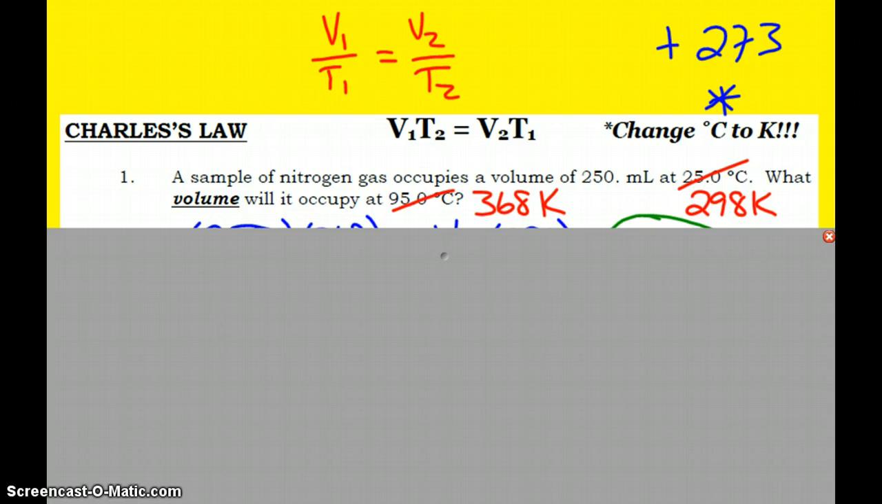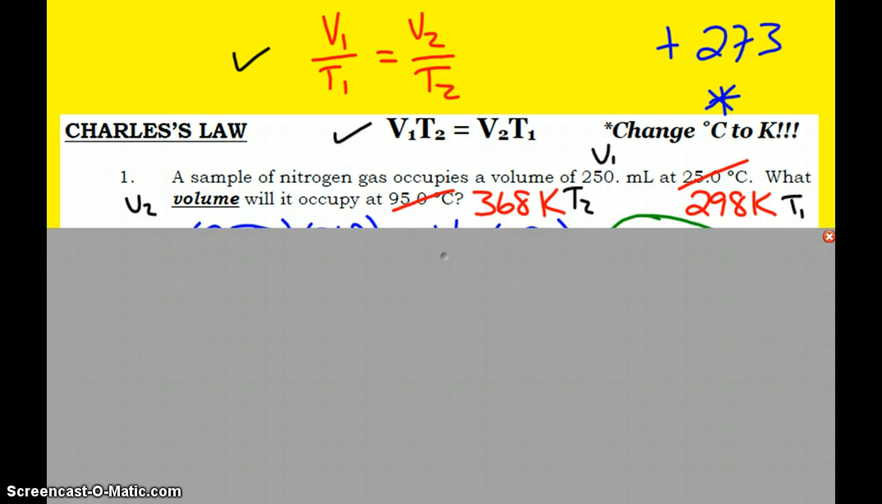So here we've got some nitrogen gas. It's got a volume of 250 milliliters at 298 Kelvin. That is V1 and T1. What is the volume going to be? So we're looking for V2 at 368 Kelvin, T2. So again, set it up using this formula or this formula. Just plug the numbers in the right spot.